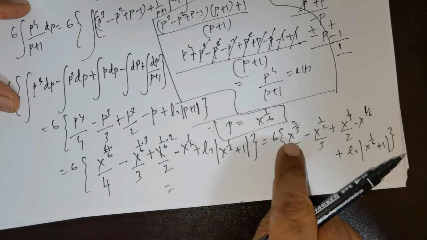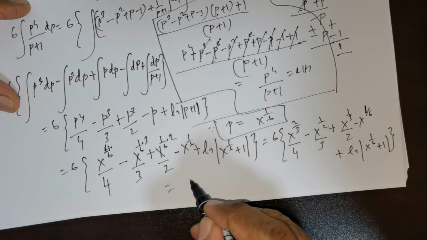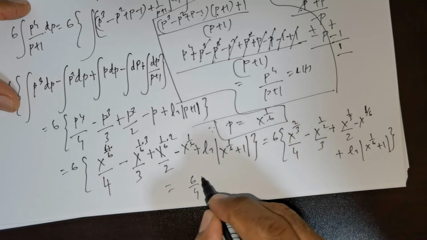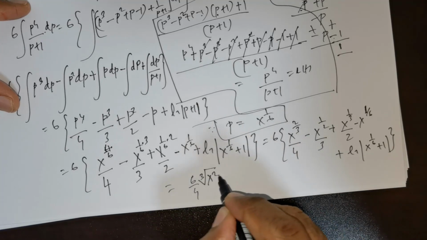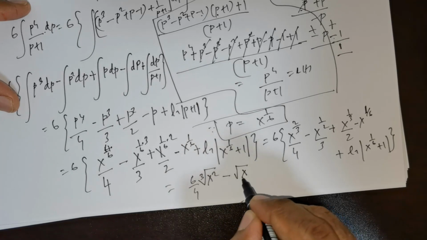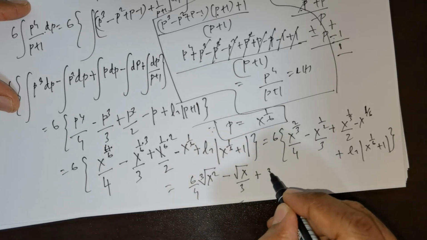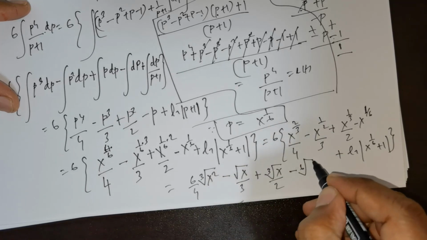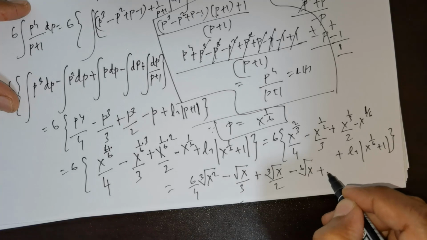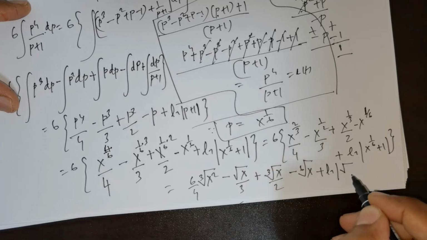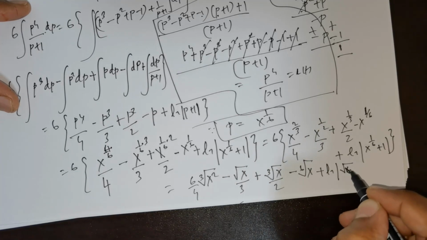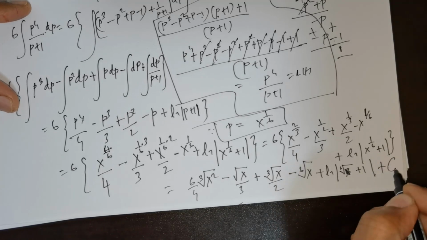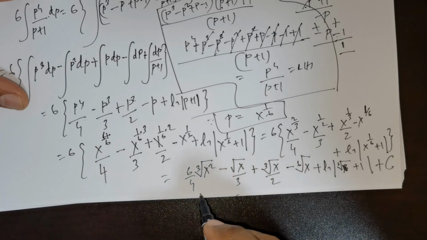Now this can be further rewritten by distributing 6. So 6 over 4. Now I wish to rewrite this as third root of x squared, negative root of x divided by 3, positive third root of x divided by 2, and then sixth root of x, followed by ln modulus sixth root of x, right? Positive 1, positive arbitrary constant. Now this is the solution for this question.